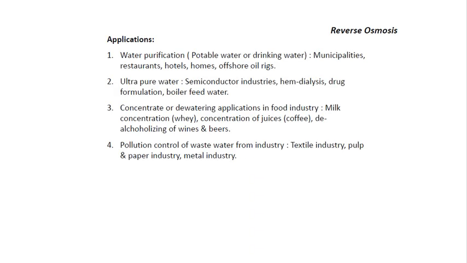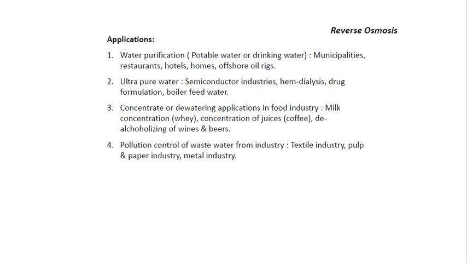Reverse osmosis is the most widely useful process among all the different membrane based separation processes. Basically reverse osmosis is primarily used for water purification and for producing potable or drinking water. It is used by municipalities, restaurants and hotels. We use reverse osmosis in homes also, and it is also used in offshore oil rigs.